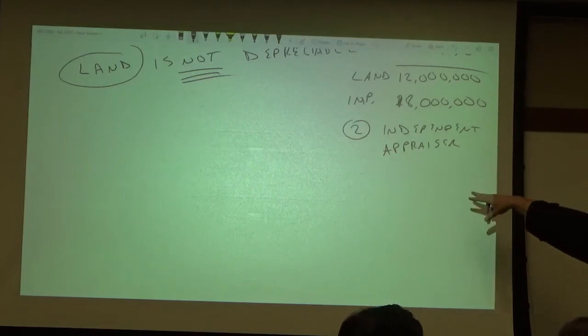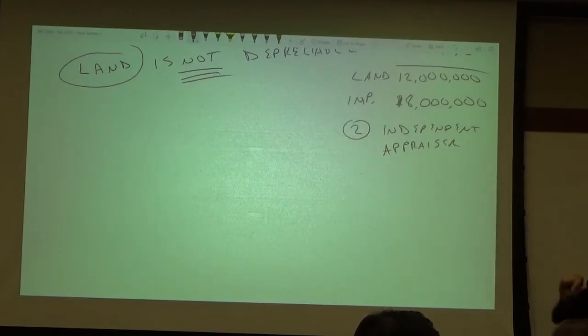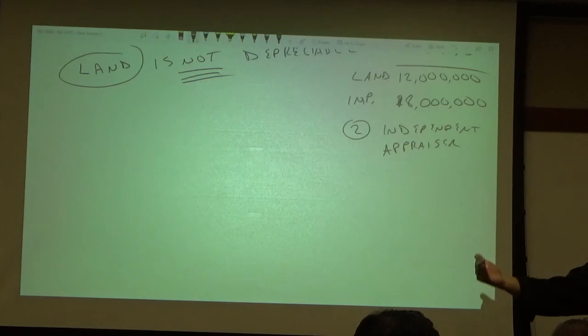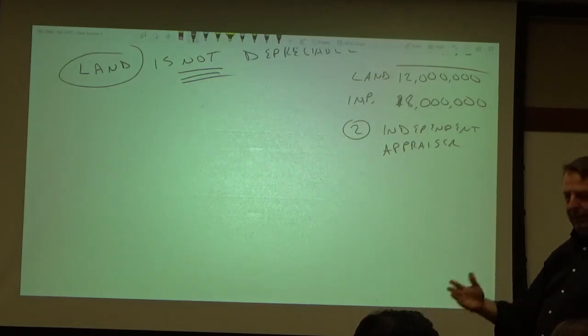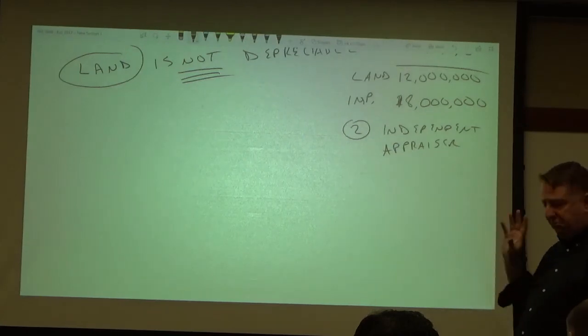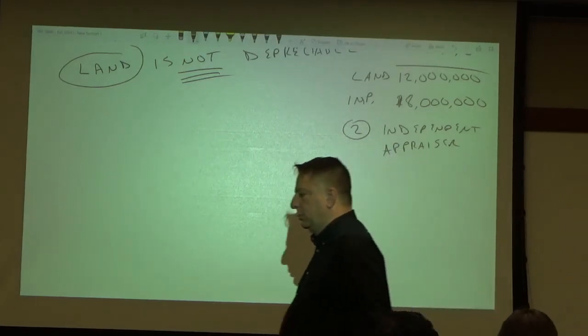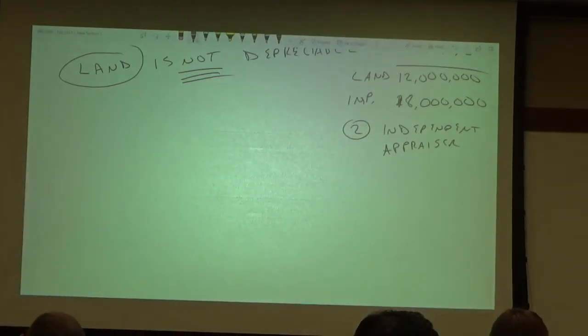Okay. So in this case, you have an independent appraiser go out and do an evaluation of what they determine based on land sales and the value in the marketplace. And this one is another approach. The third is the contract price.